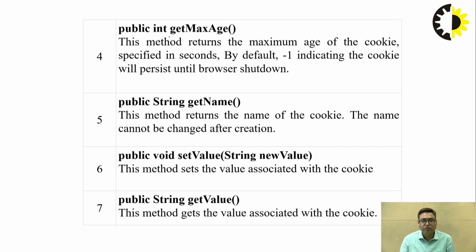Next, if you want to know the age of the cookies, then we use the function getMaxAge. You can also get the name of the cookie with the help of the getName function, and you can set the value associated with the cookie with the help of the setValue function. You can get the value related to the cookie with the help of the getValue function. So these are the methods we can use when we are programming for cookies.